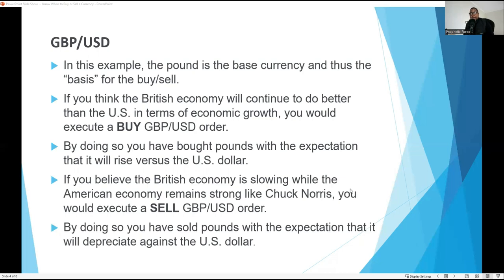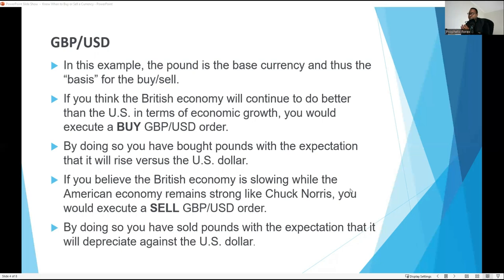And of course, if you believe that the British economy is slowing while the American economy remains strong, then you will execute the sell on GBP/USD. By doing this, you've sold the pounds with the expectation that it will depreciate in value against the US dollar.